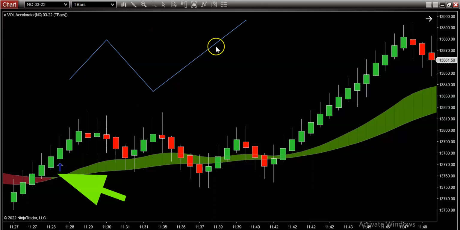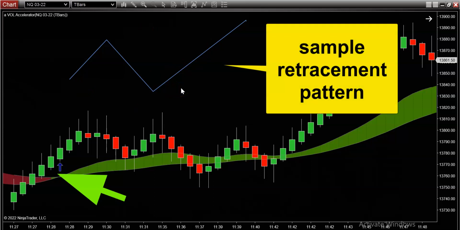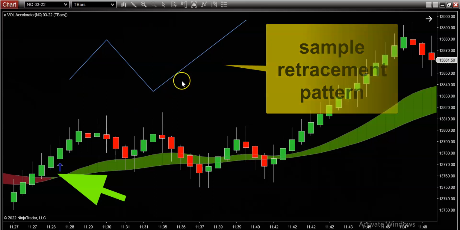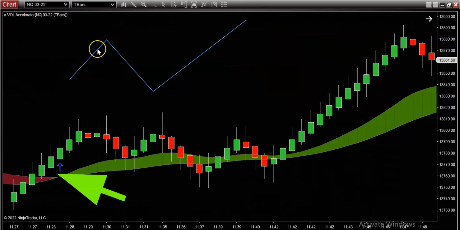If you're a longtime subscriber to the channel, then you know that one of my favorite chart patterns is a retracement. All right, and there are 3 legs of any retracement. Leg number 1 establishes the trend, right? I hope that part is somewhat obvious. And leg number 2 is the retracement.